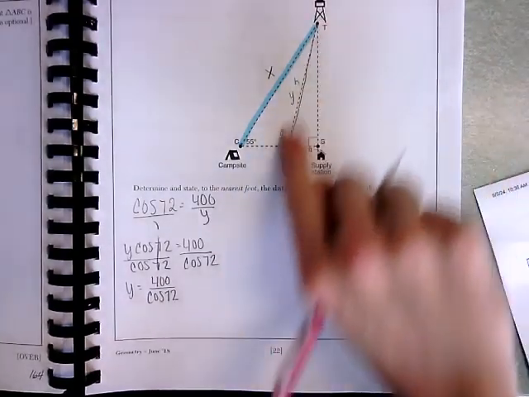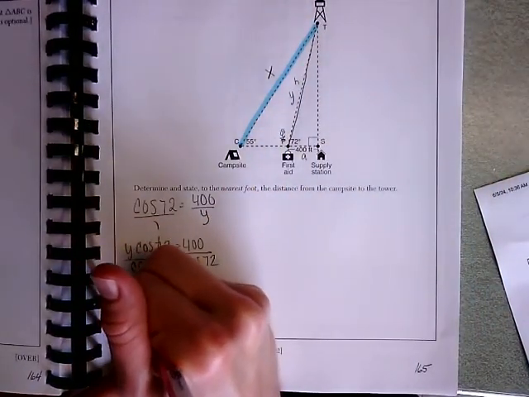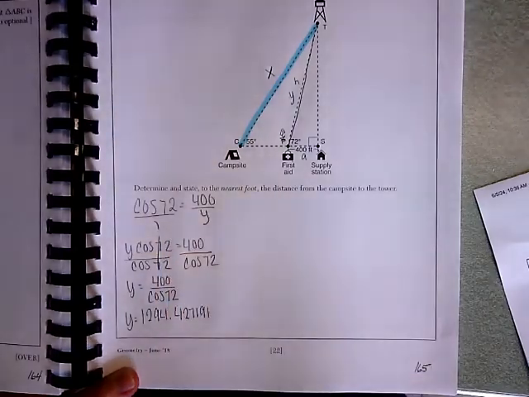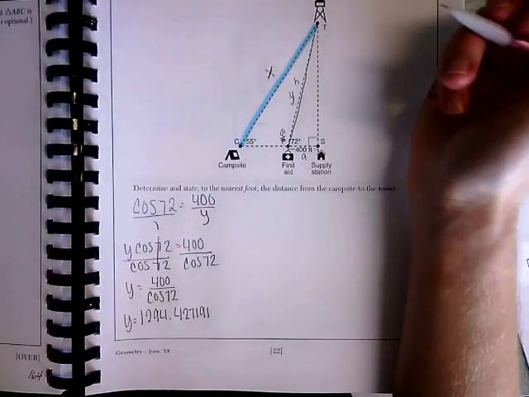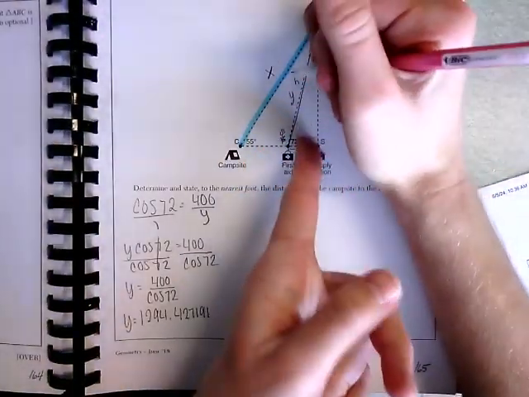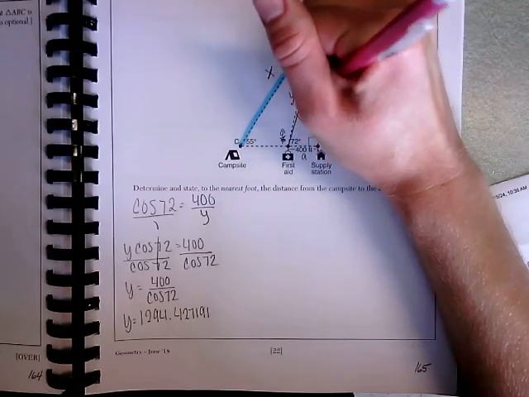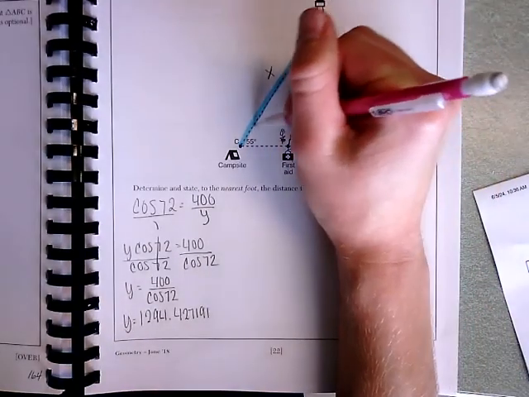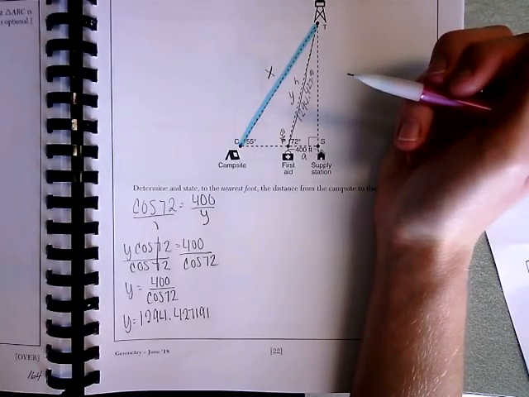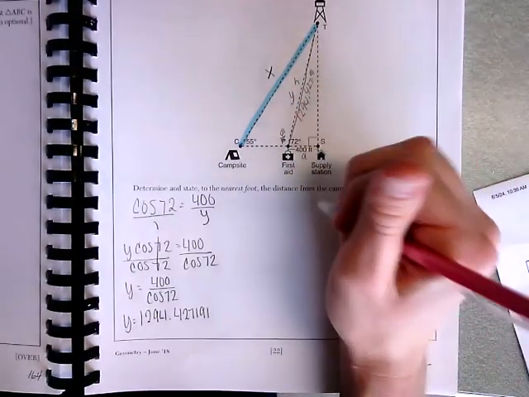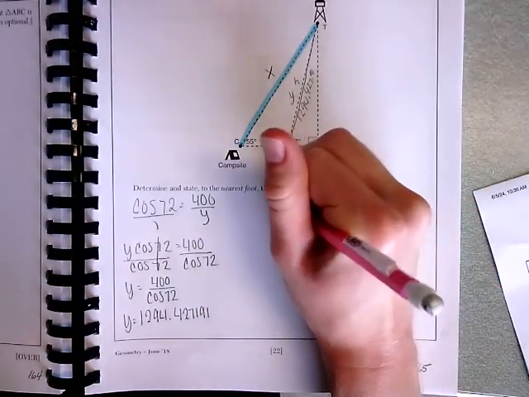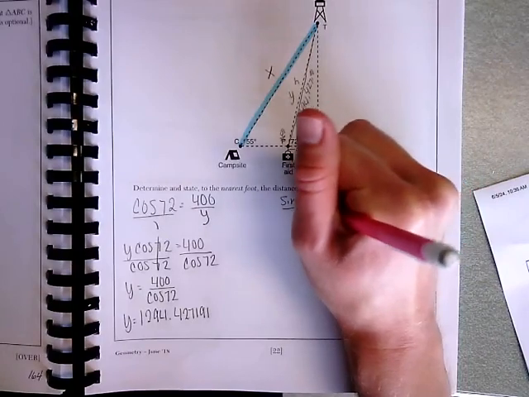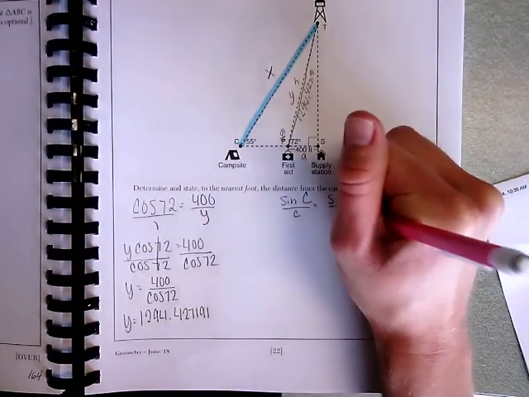So this length is 1,294.427191. Now that we have this, we can go ahead and find this length. Like I told you, we're going to use law of sines to do that. So law of sines: based on the letters we're given here, I'm going to use sine of C over c is equal to sine of F over f.